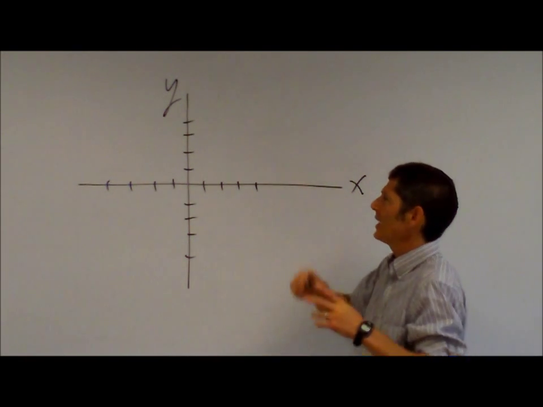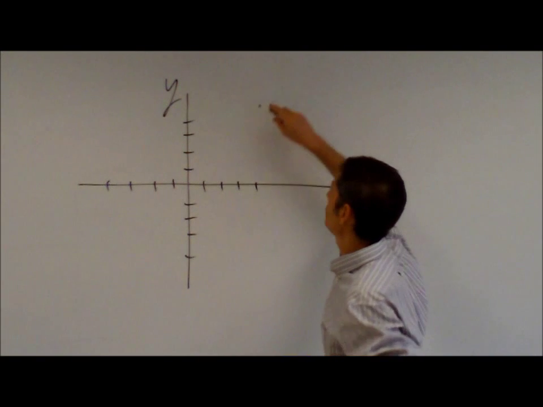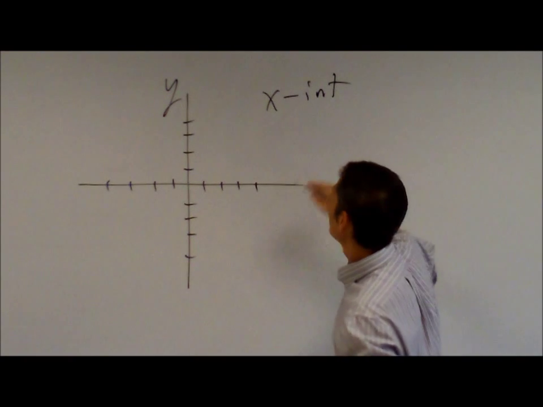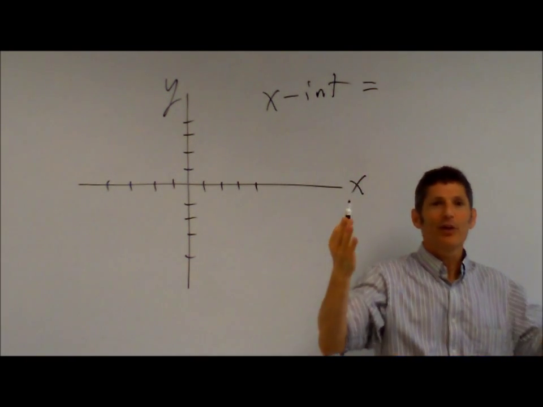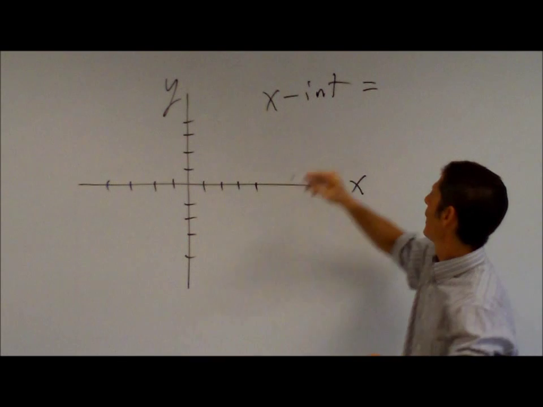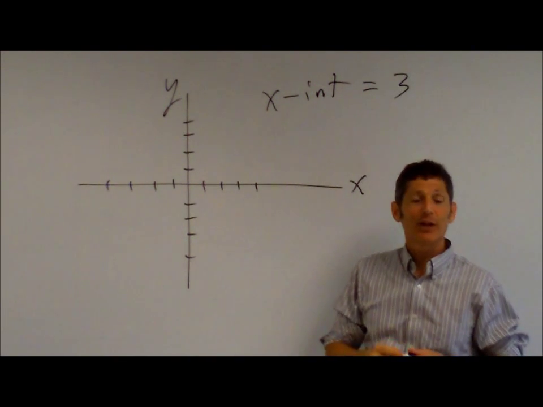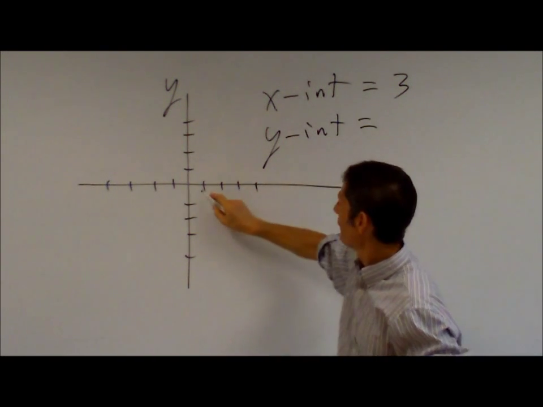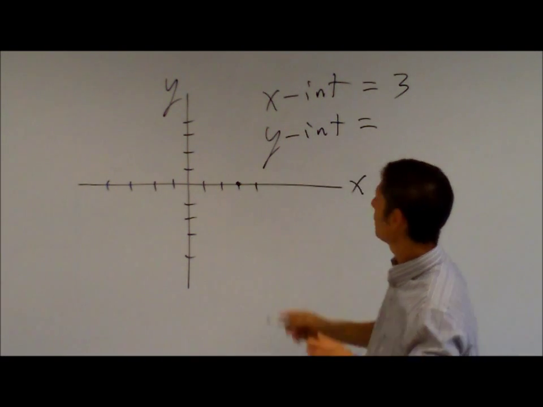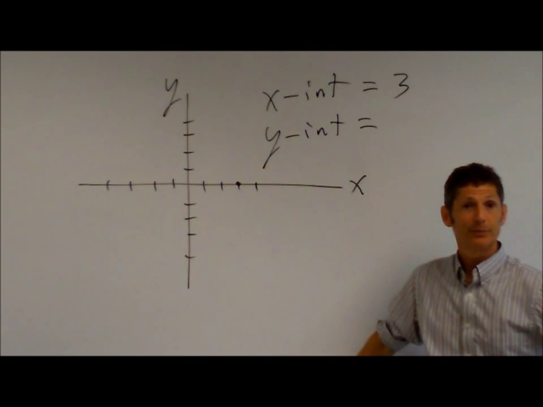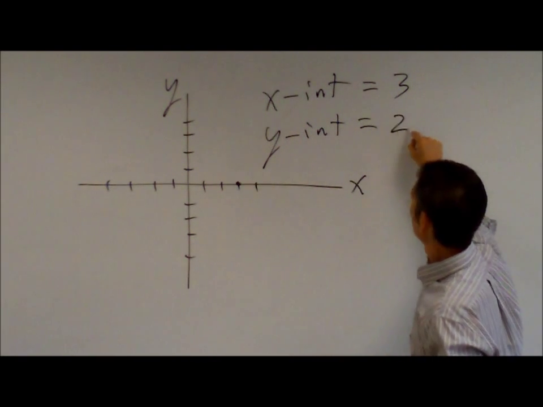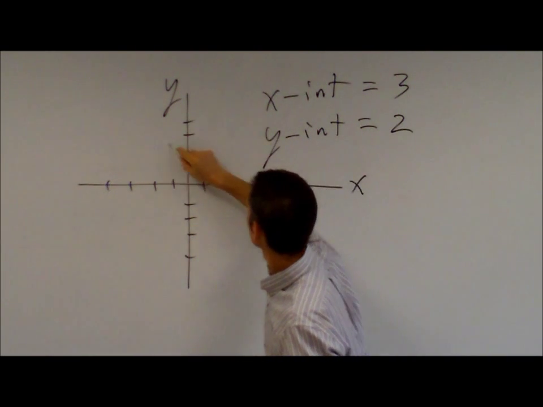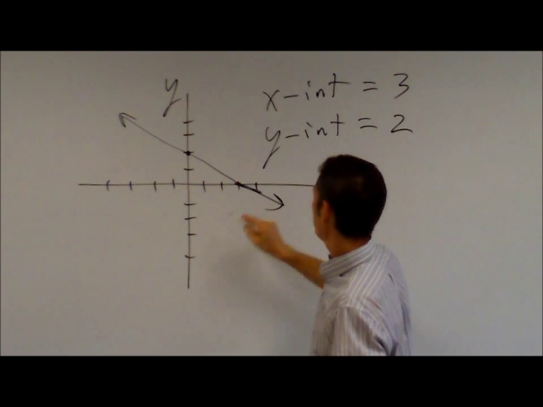So let's say that you're given the x-intercept. It means where it crosses the x-axis. That's right. Let's say the x-intercept is, give me a number there, Mr. Haas. 3. Excellent. I'm going to plot my x-intercept at 3. And let's say you're given that the y-intercept is 2. Let's see if we can find the equation of that line.